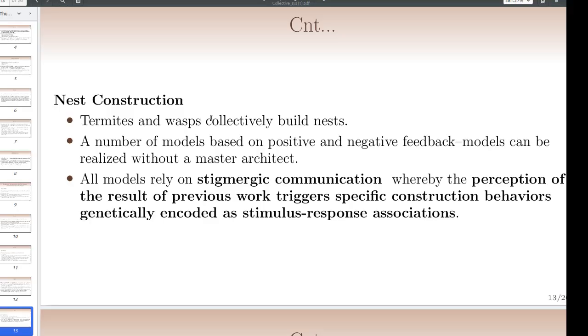triggers the construction behaviors, which are genetically encoded as stimulus response associations. That is, the work done by an individual unintentionally will act as a stimulus for constructing the structures in the next step.